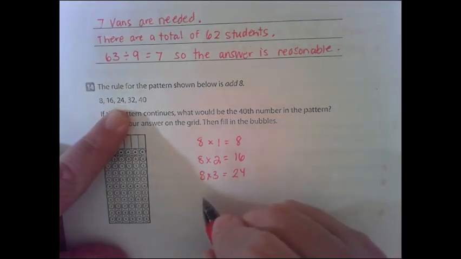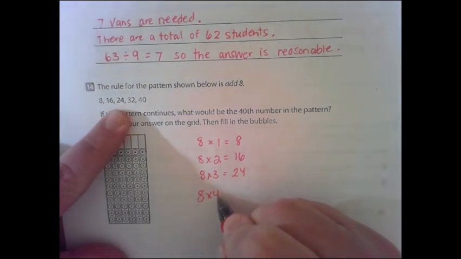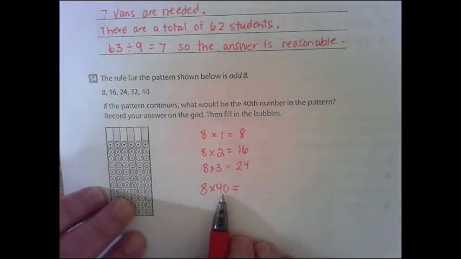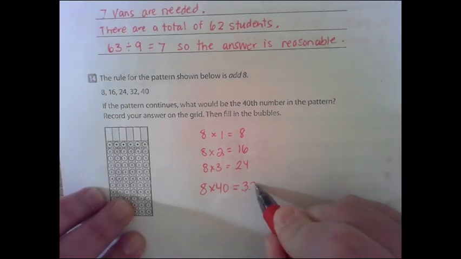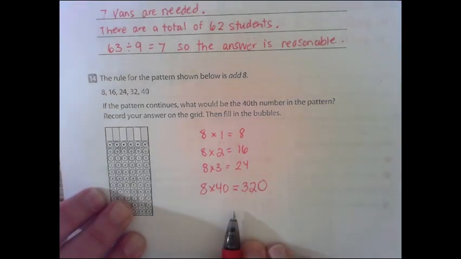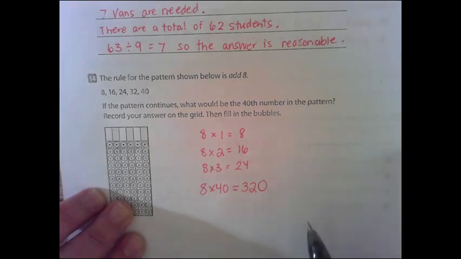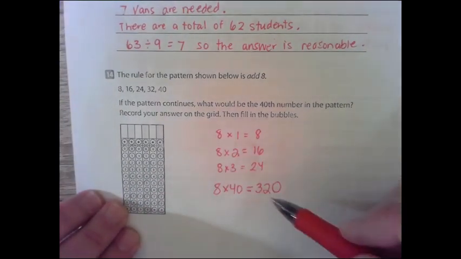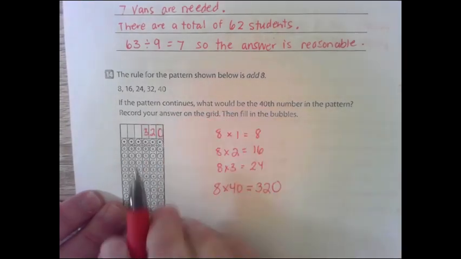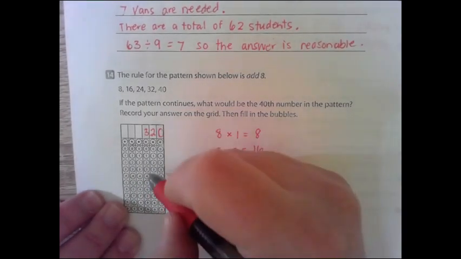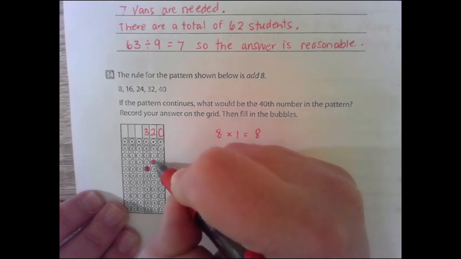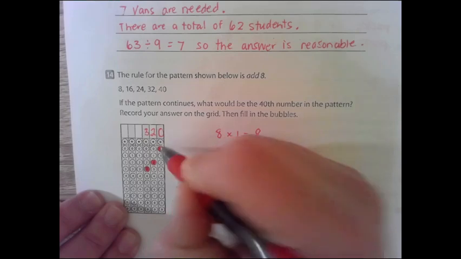So for the 40th number in the pattern, we would have to go 8 times 40. And this is an extended fact. And I know that 8 times 4 is 32. And because we have a 0 here, we're going to attach a 0 here. So our answer is 320. All right, so again, just like the other problems, we start here with our ones digit, 0, 2, 3, to write 320, and then you just fill in the bubbles, the 3, the 2, and the 0.